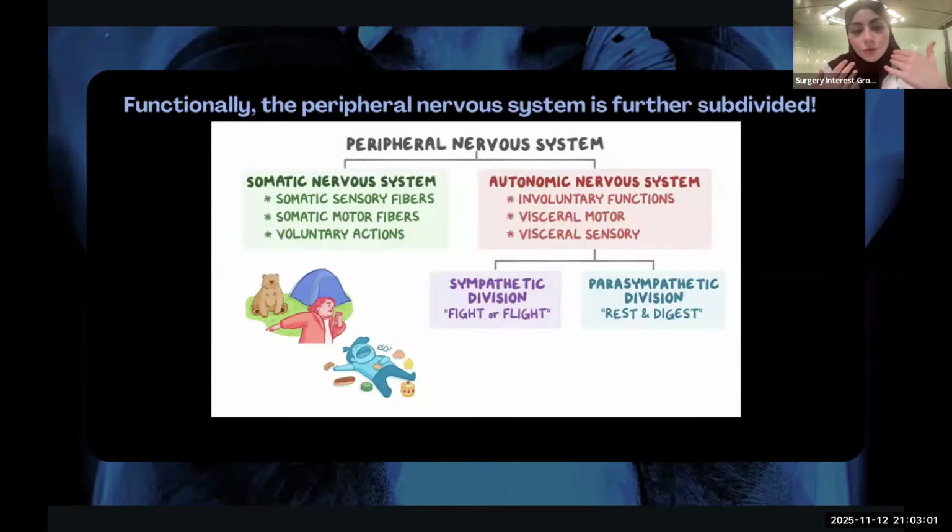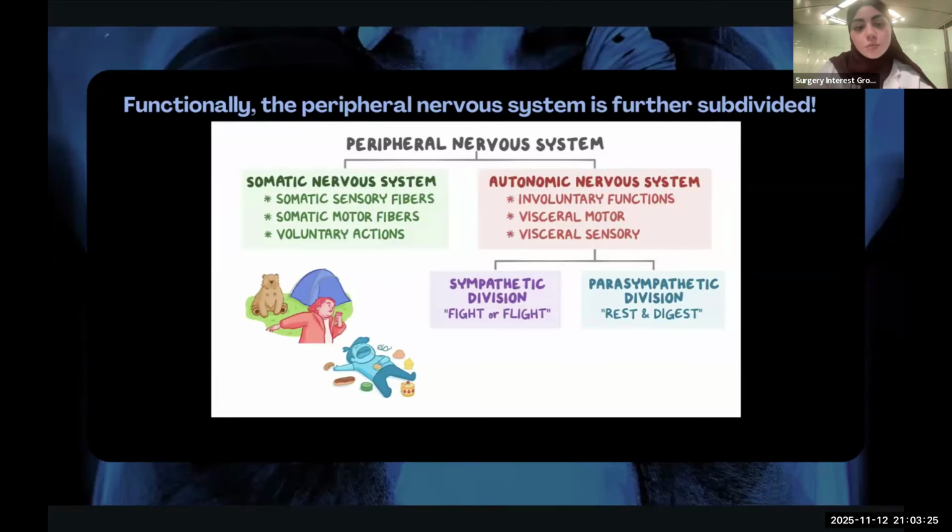Now, when we're talking about function, we divide the peripheral nervous system. Again, what's the peripheral nervous system? It's the nervous system with the 31 pairs of spinal nerves. It's going to be divided based on its function into either somatic or autonomic. Now, soma means body. I don't know what language it is, is it Greek or Latin? But soma means body.